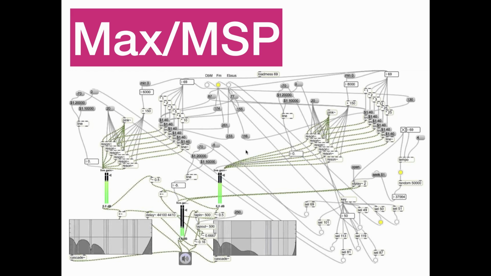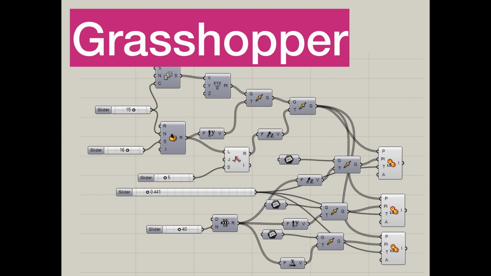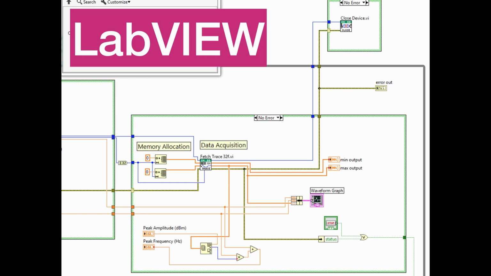I'm referring to systems like MaxMSP, or Grasshopper, or LabVIEW. These all share a lot of commonalities with Pane. They all have lots of little boxes hooked up with little wires, just like Pane. But there are two very important differences that distinguish Pane from these environments, which I will call patch-based programming environments.